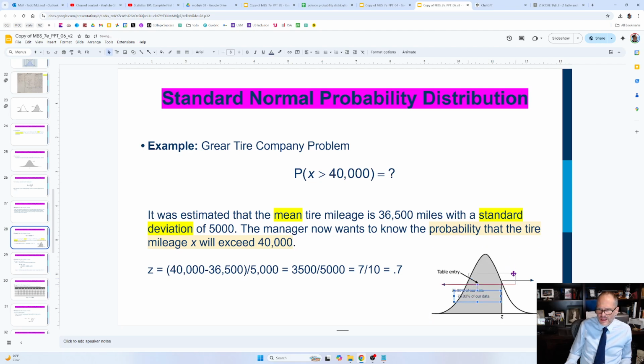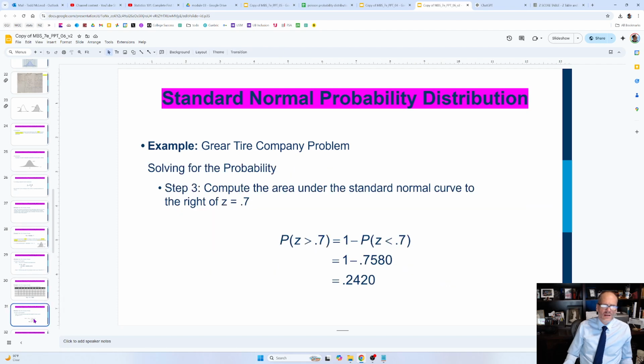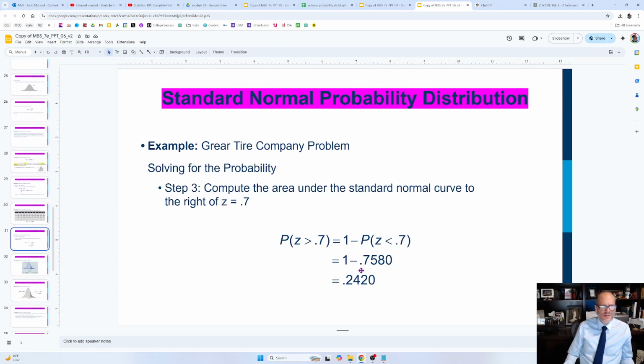And I'll bring that up there, and I'll put it right here, and I'll say, what's 1 minus 1 minus, right? Because it's total 1 minus 75.8% of our data is that way, okay? So that's going to be like 24.2% of our data is going to be that way. And so if you look down here, we get 24.2% of our data.